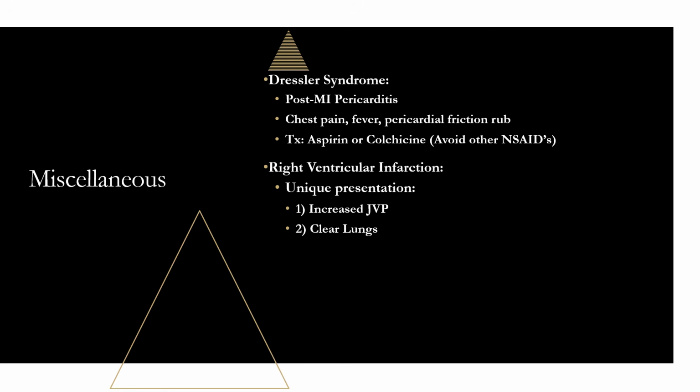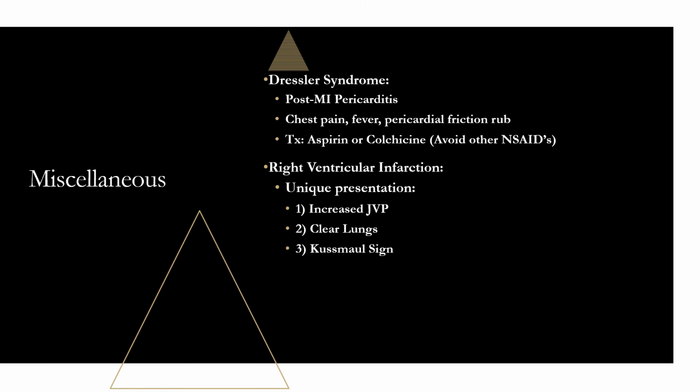They're going to have clear lungs. That's really important because that rules out left-sided failure or other pulmonary differentials. And this is in contrast to what's found with left ventricular infarction, pulmonary congestion. You're not going to hear your third or fourth heart sounds. So it's much different. Clear lungs, that's really important. And then finally, Kussmaul sign, which is a paradoxical rise in jugular venous pressure on inspiration.